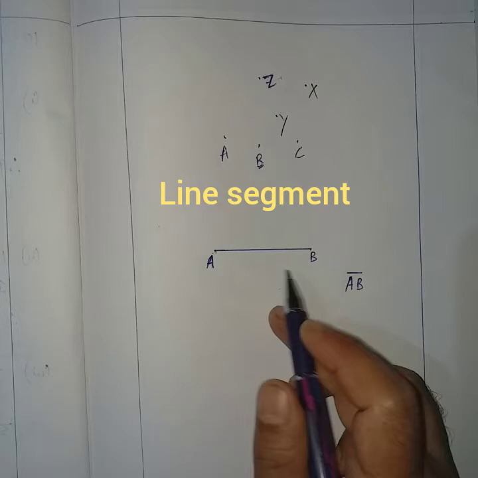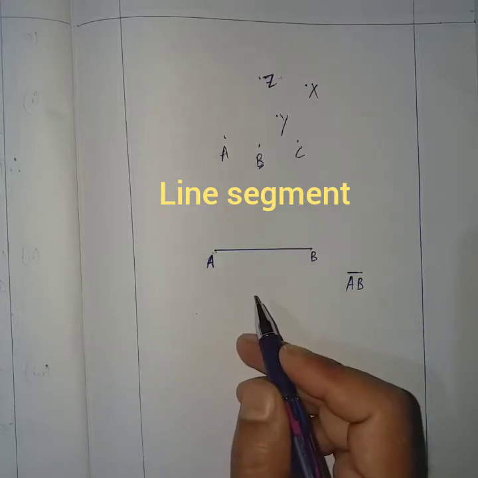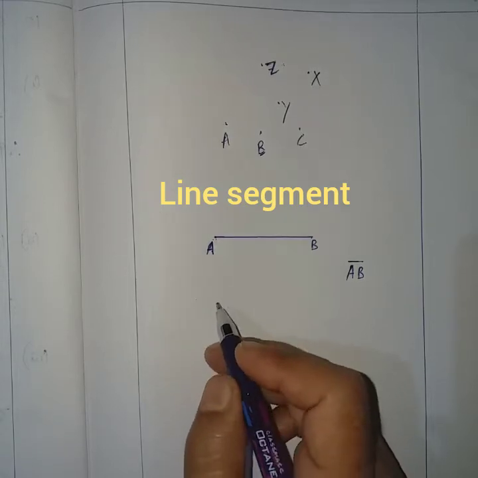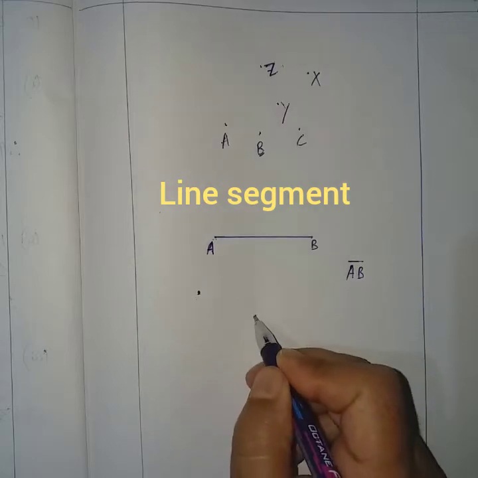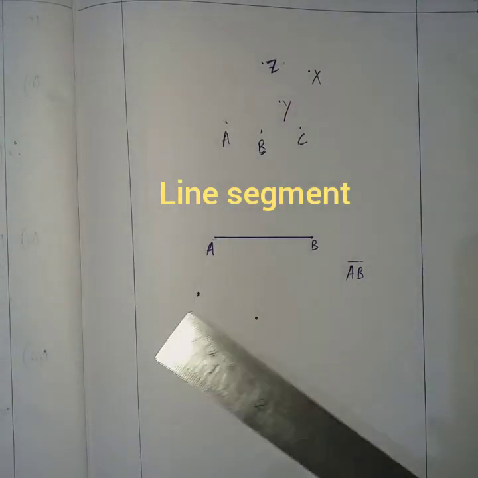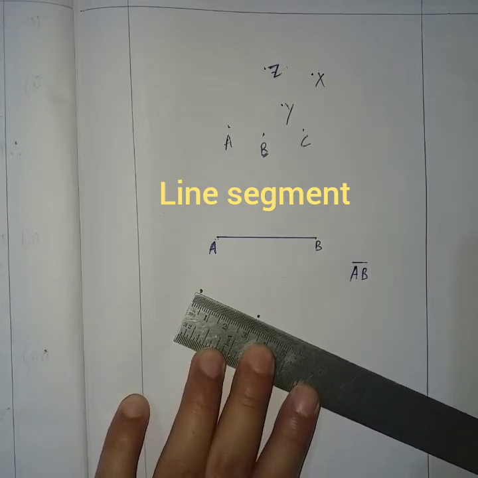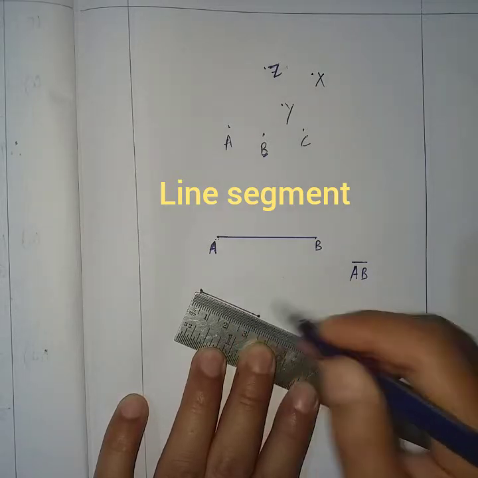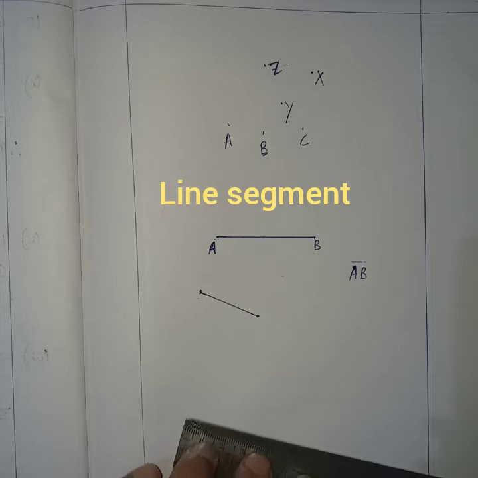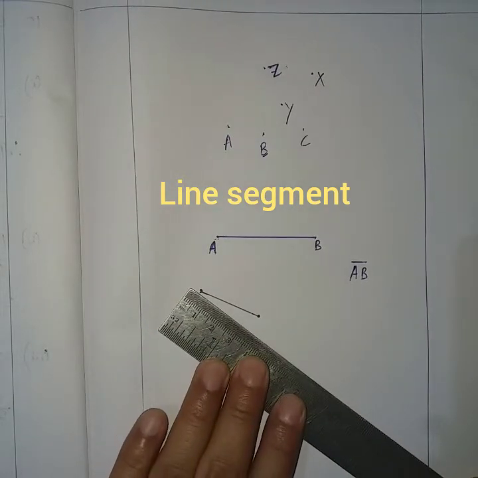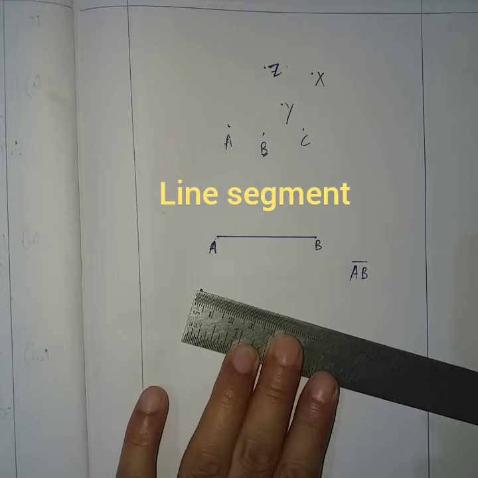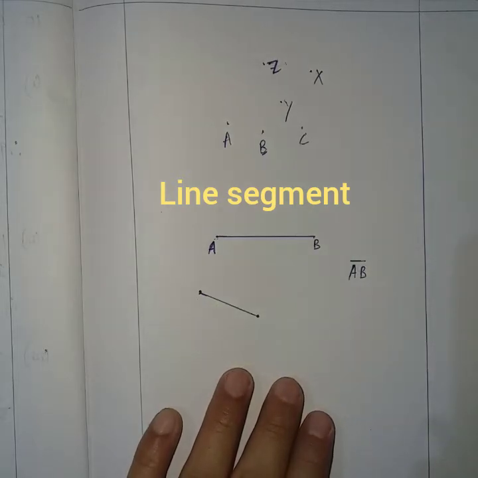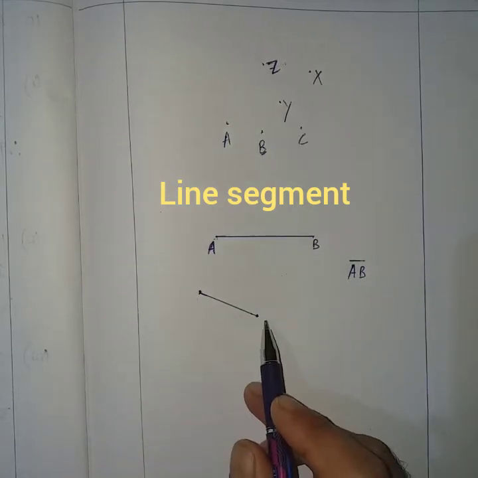When 2 points are given, like here one and here one, by only one line we can join these points. Line here means a straight line, not a curved line. So by only one line we can join these 2 points, and no more than this we cannot join. Only one line can join these 2 points, and we can measure the length of this line segment.